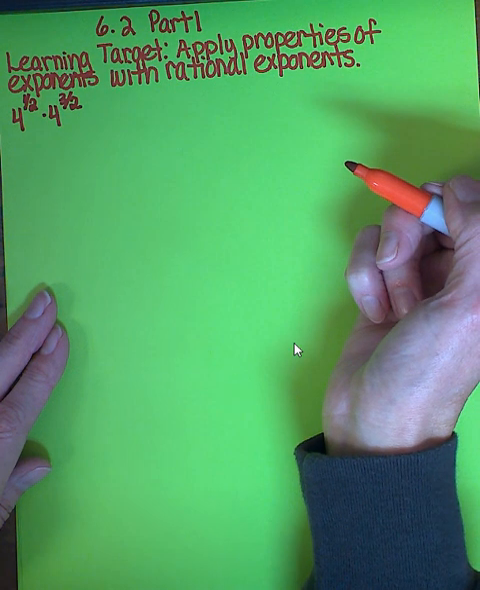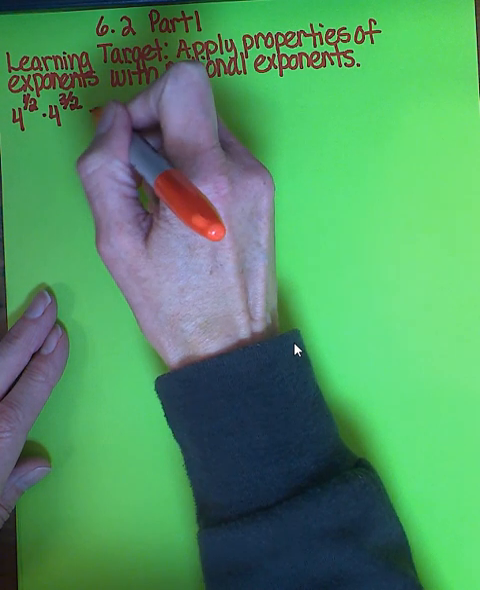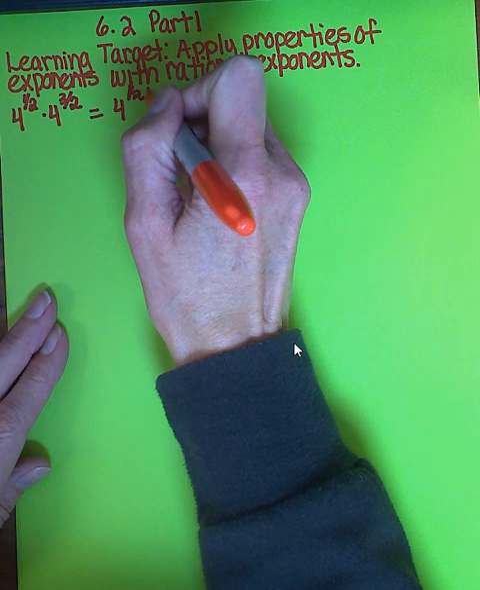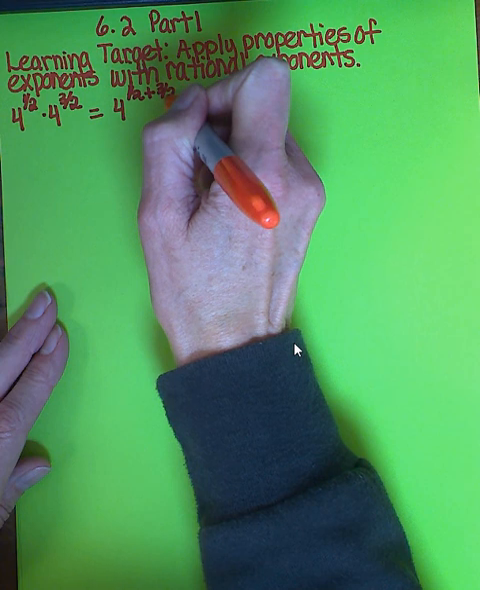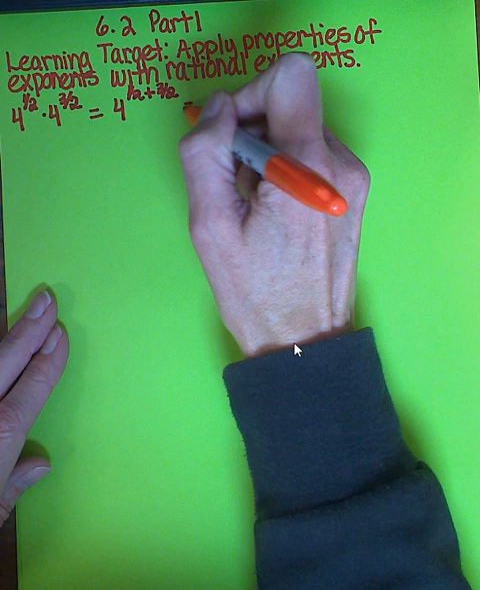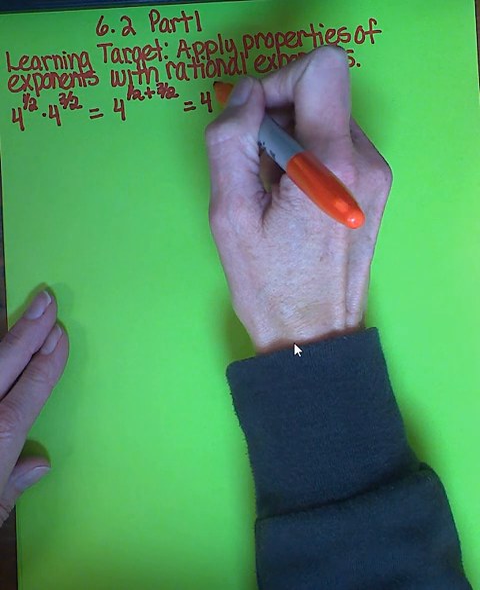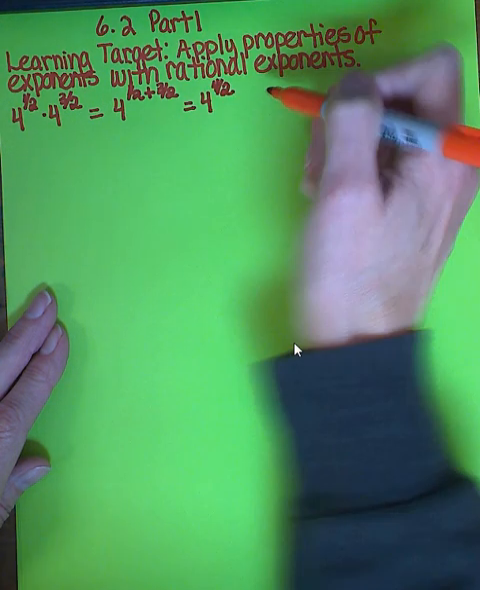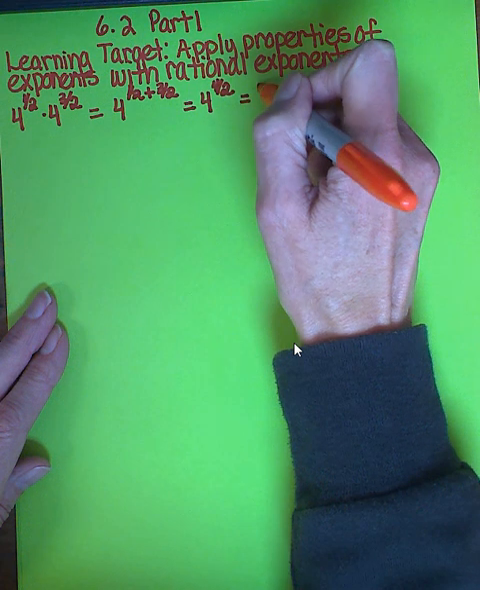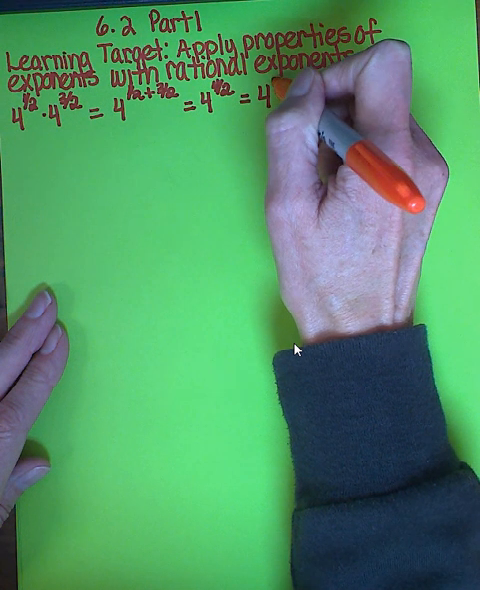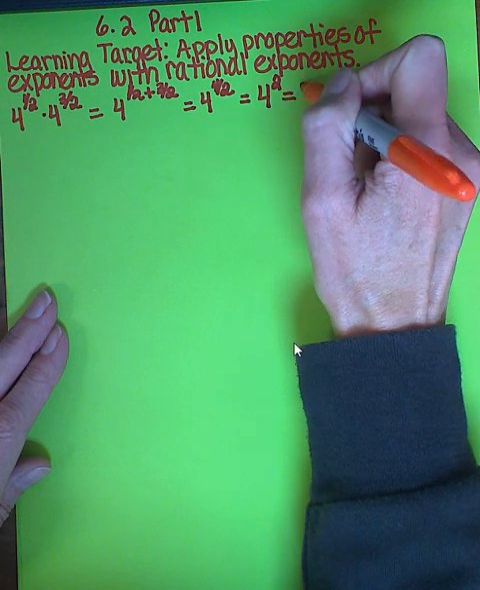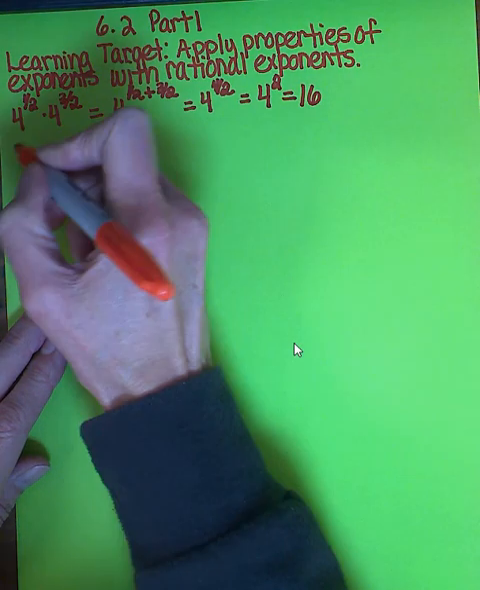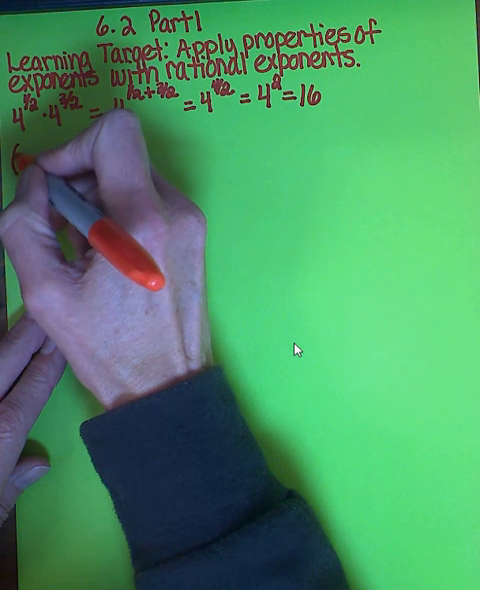So in this case, I have an exponent of 1/2 and 3/2. So they already have a common denominator. So when I add them together, I just add the numerators and I get 4/2. And then that will reduce to 2. And then 4 squared is 16. So remember, when you multiply, you add your exponents.